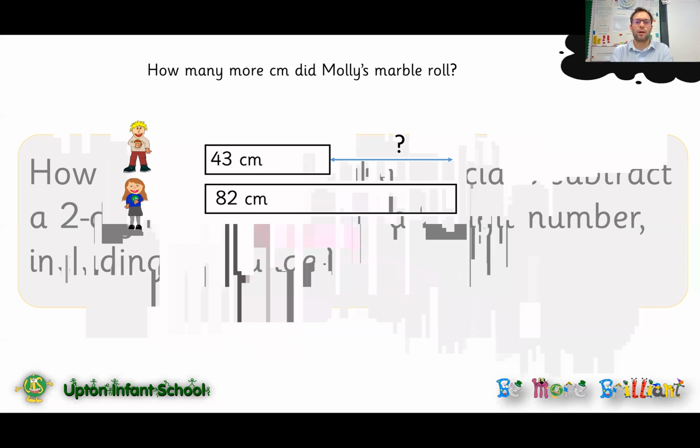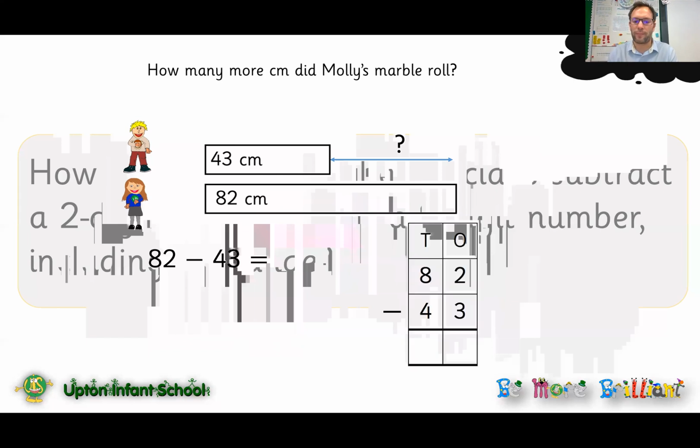Molly's was 82. Wilf's was 43. We don't know what the difference is, but we can work it out, can't we? We can work it out by doing a subtraction to find the difference. 82 take away 43. And we can use our column method to do that. So we'd put 82 at the top, take away the 43.